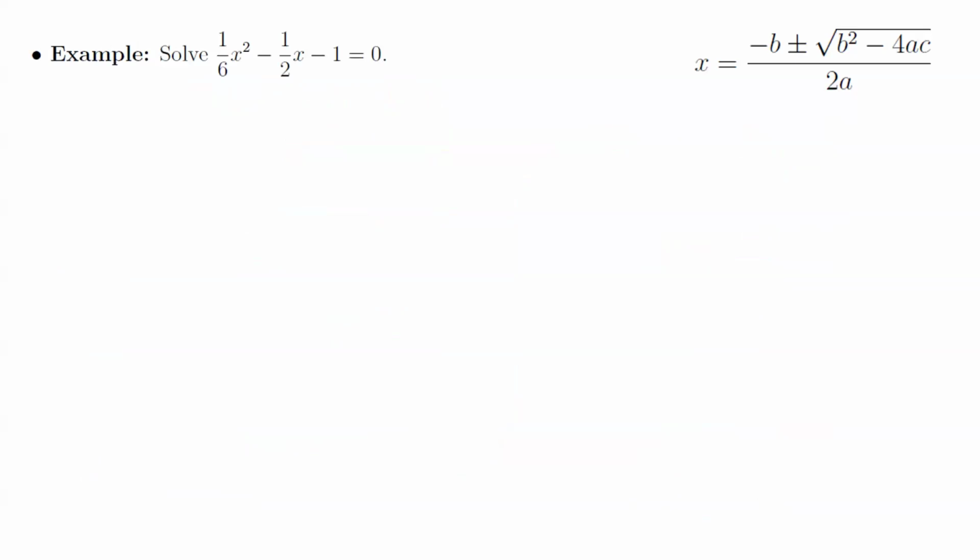Here's another thing you could run into. You might have fractions. Now, is it okay if you would like to plug 1/6 in for A, negative 1/2 in for B, and negative 1 in for C? Sure, you can do that. But you can imagine it's going to get pretty ugly.